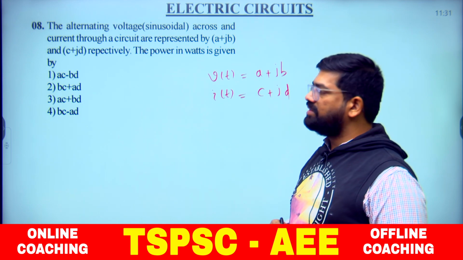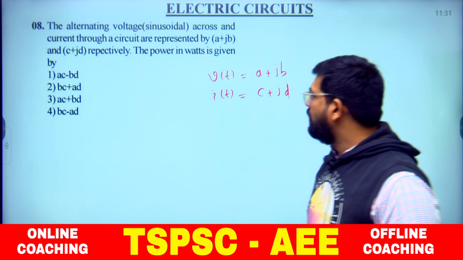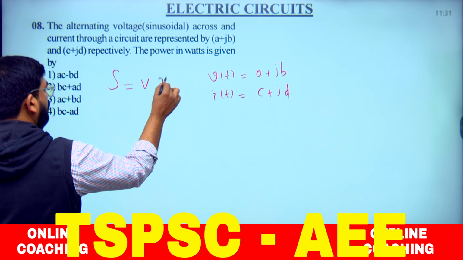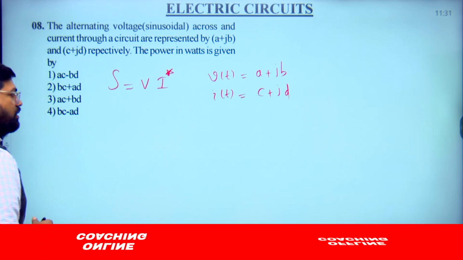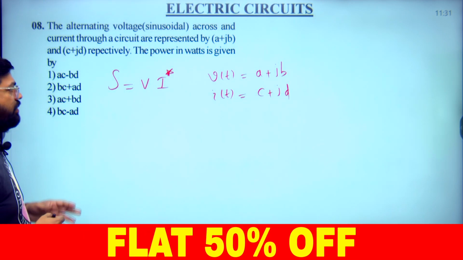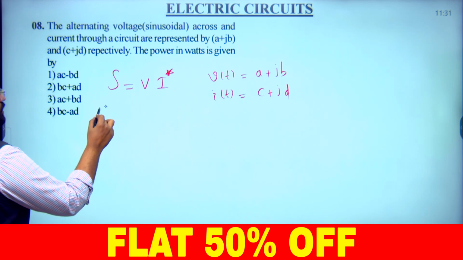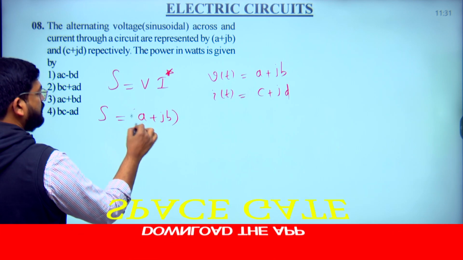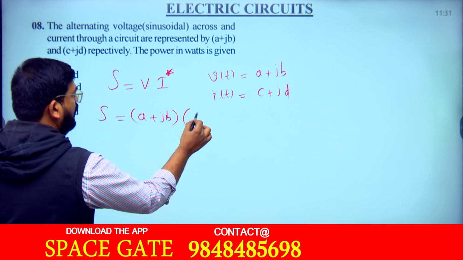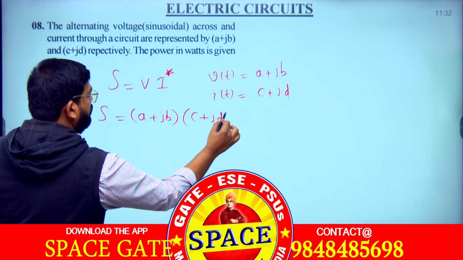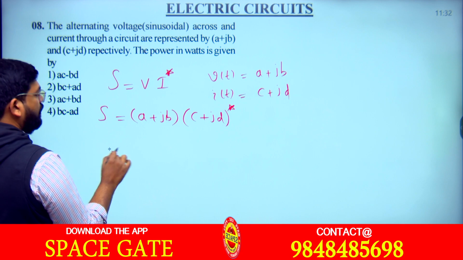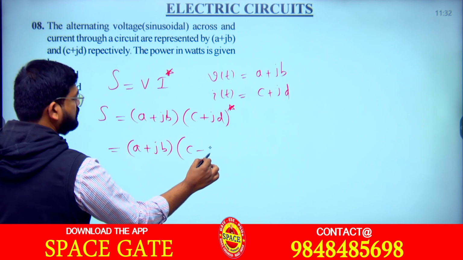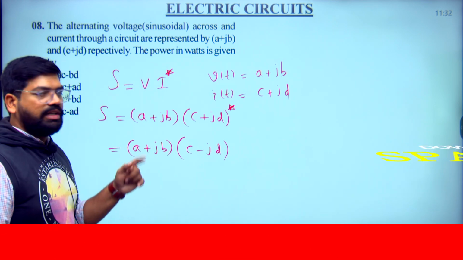Now, the power in watts is given by, right? If you look at that, power is S equal to VI complex conjugate, VI conjugate or IV conjugate. But here, if you go with complex power, S is equal to V, given as A plus jB, and the complex conjugate of current, if I take, I will get C plus jD complex conjugate. How much do we get? A plus jB into C minus jD. This is the complex conjugate for that.